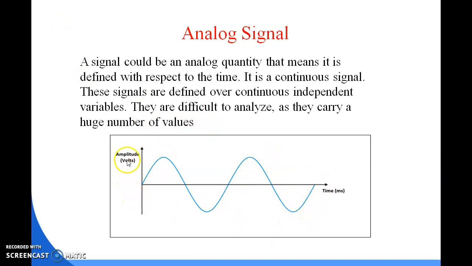Here this is the amplitude in volts, and this is the time period. This is the continuous form of signals, and these signals contain a number of independent variables. That's why it is very difficult to analyze. Remember, it is a sinusoidal curve representation.